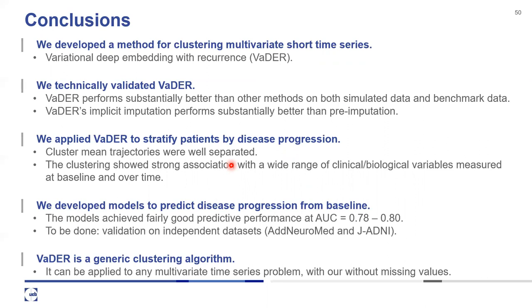Then what I did show you is that we applied VaDER to stratify patients by disease progression. Cluster mean trajectories were well separated, and the clustering showed a strong association with various clinical and biological variables measured at baseline. Then we developed models to predict these VaDER disease progression labels from baseline and achieved fairly good performance. What is currently still work in progress is validation on independent data sets, where we're specifically thinking about using ADNI and a cohort called J-ADNI, the Japanese ADNI.